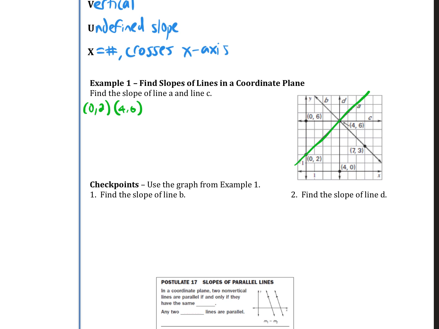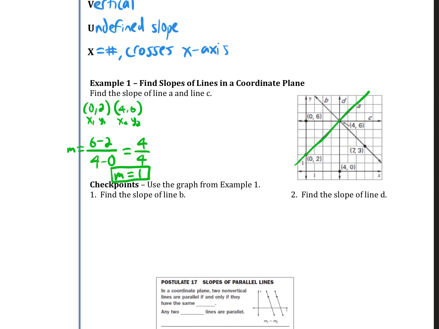Okay, so we're going to plug into the slope formula. M equals, we've got to label our points. So we have x1, y1, x2, y2. M equals y2 minus y1, which is 6 minus 2, over 4 minus 0. 6 minus 2 is 4. 4 divided by 4 is 1. So the slope of this one equals 1.